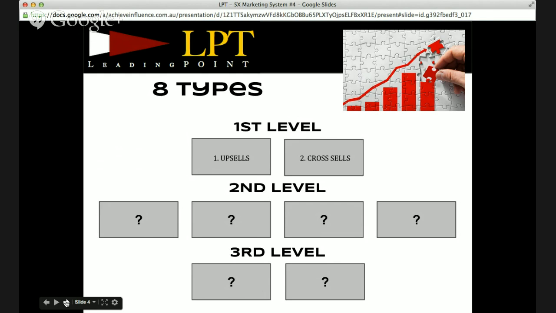This is why we're only looking at the 1st level here tonight, because I want to articulate both the profit increase meaning and then how that translates into how we do upsells and cross-sells and what each of those must contain.